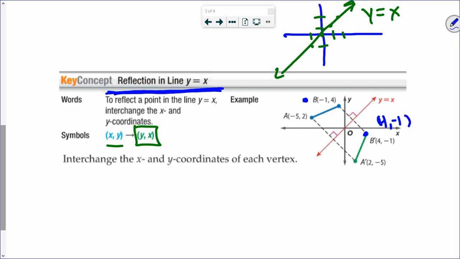Same thing happens with A. I had (-5, 2), so I went to (2, -5). I just reordered the ordered pair, interchanging the x and y values. So, nothing too challenging there.